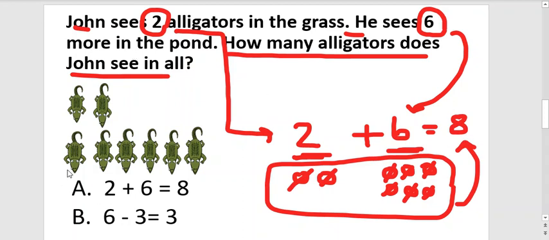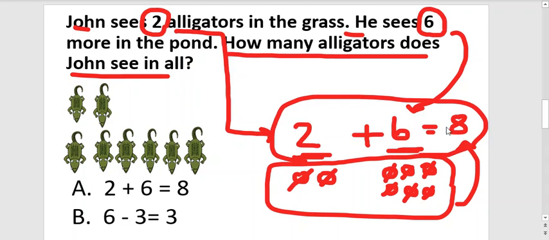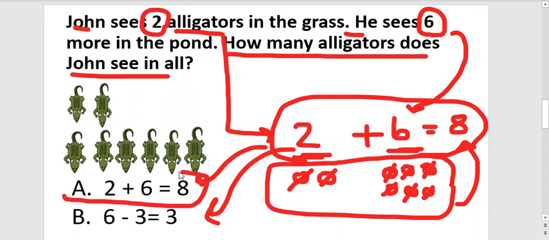Now, right here, I have if A is my answer or B is my answer, which one looks exactly like the one that I just made? Which one looks exactly like 2 plus 6 equals 8? Is it A or is it B? If you say that it's A, you are correct. See how we have 2 plus 6 equals 8? That's the same thing that we came up with.